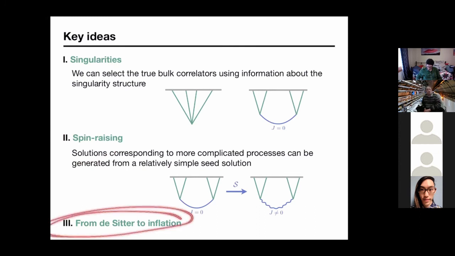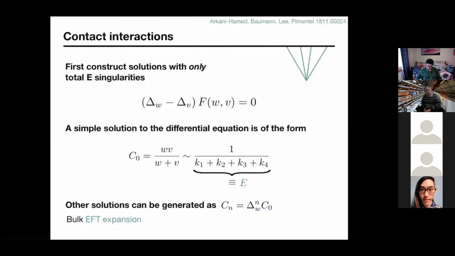And then the last thing is that, like Marcus was saying, I have been talking about the 4-point function, but what I care about for phenomenology would be the 3-point function. And so I need a way to transform this exactly de Sitter invariant 4-point function into a slow roll inflationary 3-point function, which I'll also say briefly how one does that.